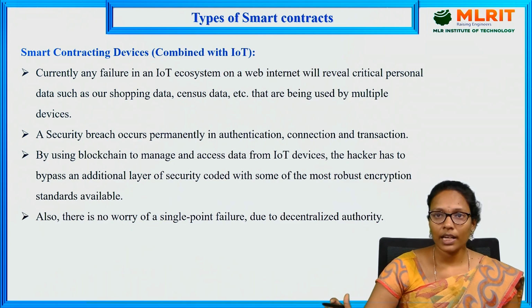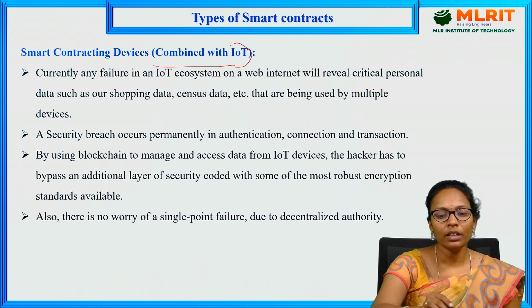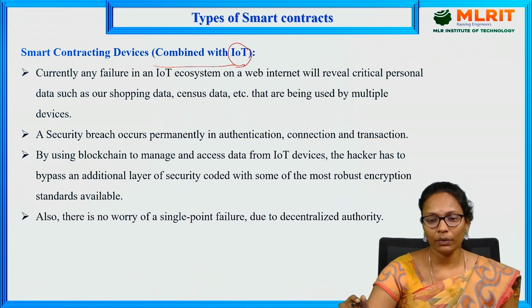And the last type of smart contract is smart contracting devices. It is combined with IoT. We are already using IoT, and everything is automated, but the only problem is security. With IoT devices, the only problem is security. But if we combine this IoT with the blockchain, then that can be overcome.